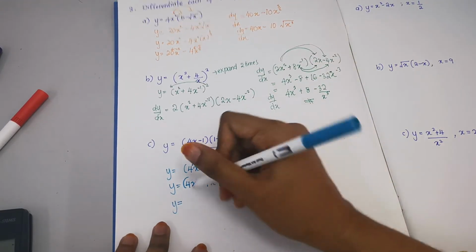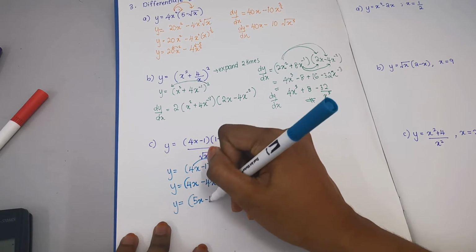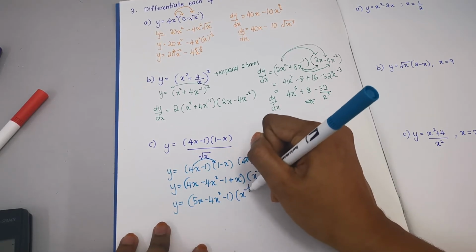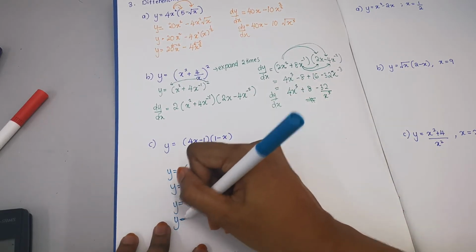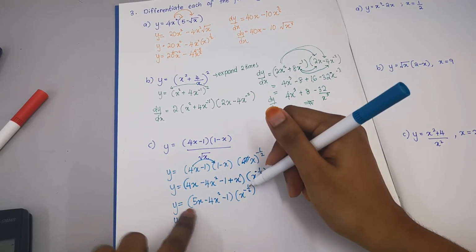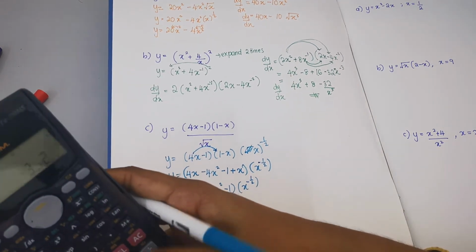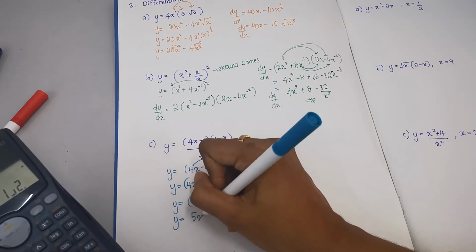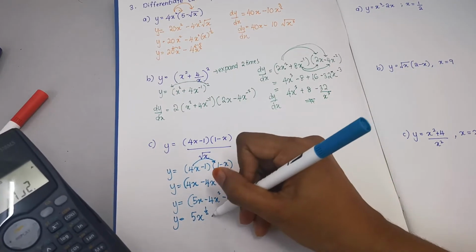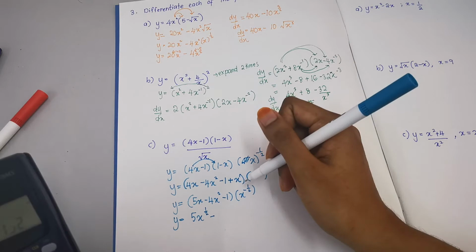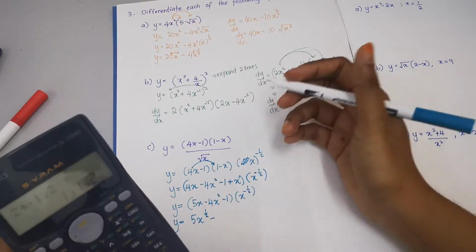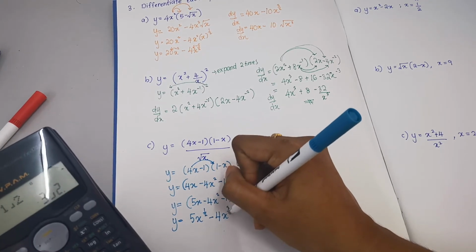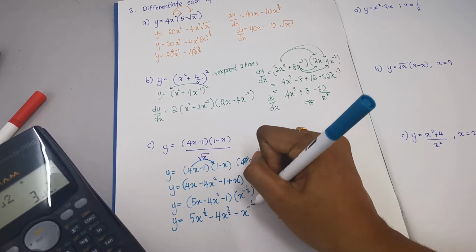y equals 5x minus 4x squared minus 1 times x to the negative 1. Now you multiply with the x, so 1 plus negative 1 over 2 is 1 over 2. So here it is going to be 5x to the 1 over 2. Then minus 2 plus negative 1 over 2 is 3 over 2, so minus 4x to the 3 over 2. Then minus x to the negative 1 over 2.